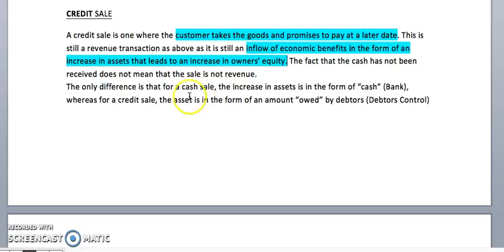So the only difference from a cash sale is that instead of including cash or bank in the transaction, we now need to include debtors in the transaction. Again, just like stock, this is now called debtors control. You must include control when you're writing down debtors from now on, every time.